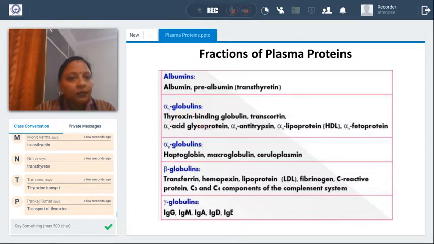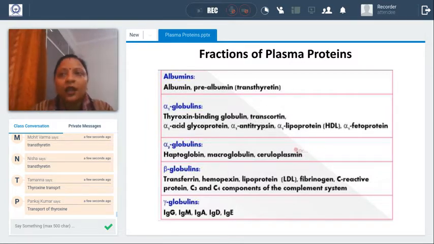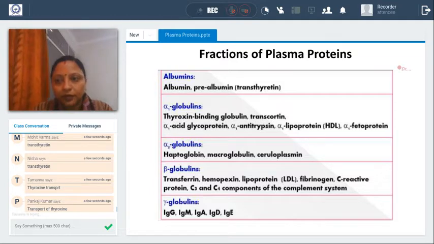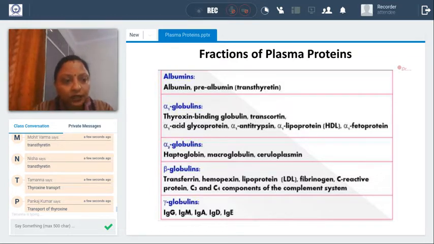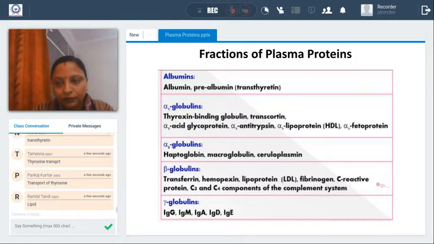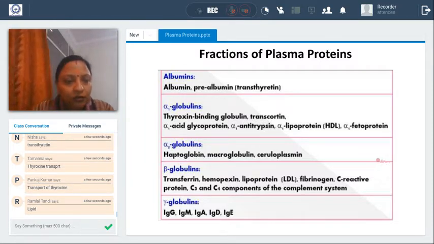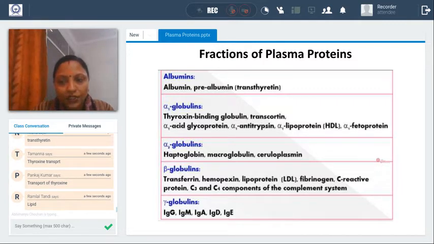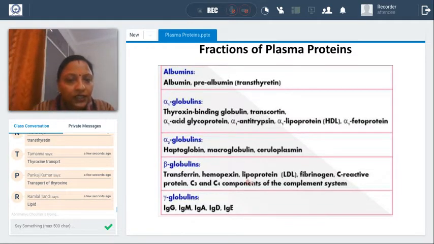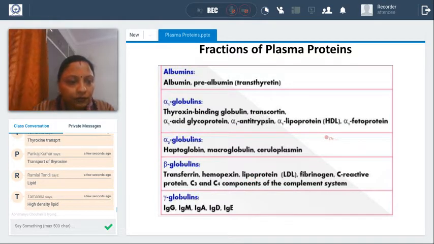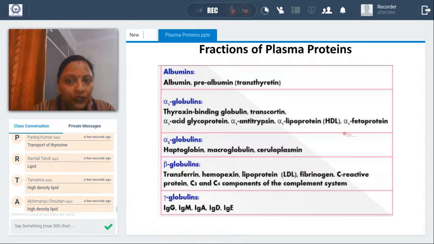Alpha-1 globulins: thyroxine binding globulins, transportin, alpha-1 acid glycoprotein, alpha-1 antitrypsin, alpha-1 lipoproteins like HDL. What is HDL? HDL stands for, please write in the box. Yes, Shashank Singh, Rakesh, Neha, Nisha, Ramlal, what is HDL? Yes, high density lipoproteins.